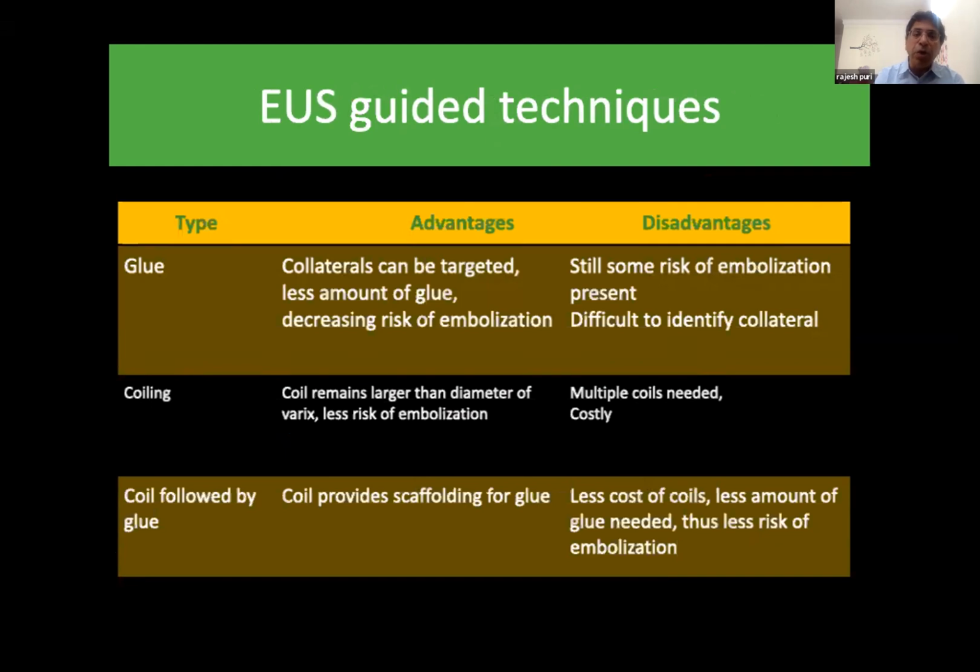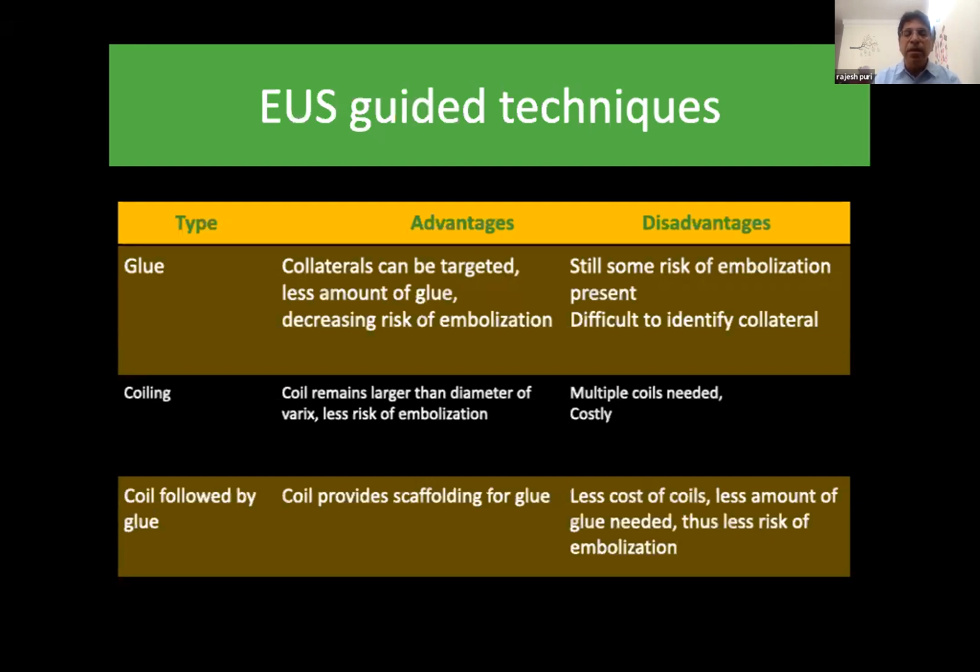When you are using the glue, it is an extension of endoscopy. The advantage is you are directly injecting the glue into the collaterals as well as perforators, so less amount of glue is required, but still there is a risk of embolization. And it is difficult to find out the collaterals many of the time while doing the EUS.